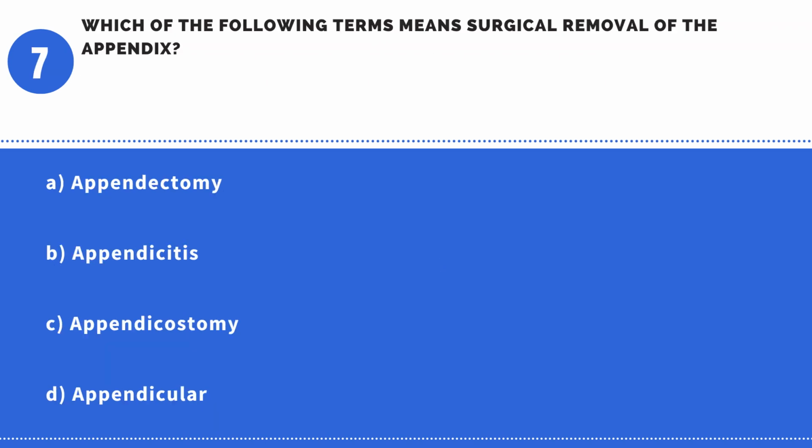Question 7. Which of the following terms means surgical removal of the appendix? A. Appendectomy. B. Appendicitis. C. Appendicostomy. D. Appendicular.